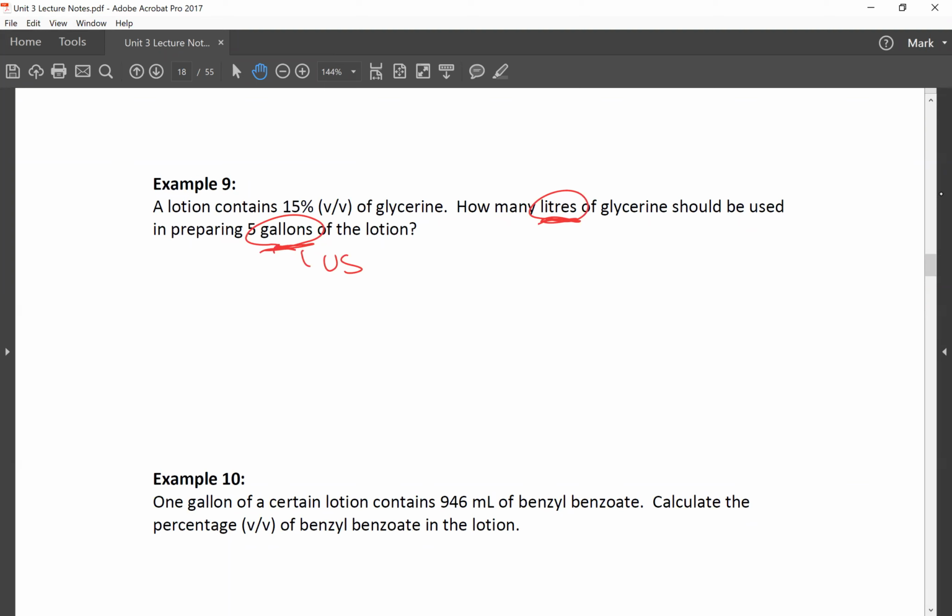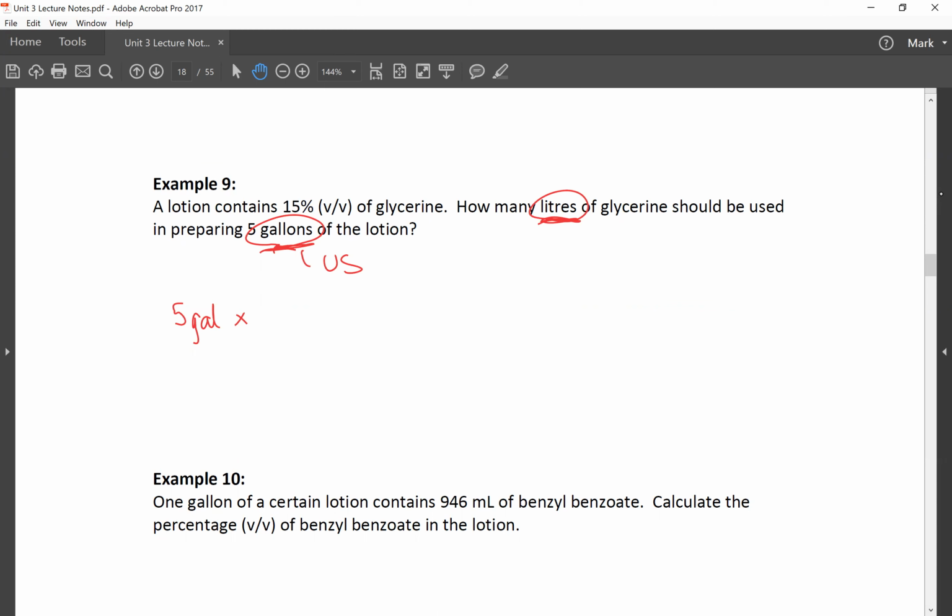So a lotion contains 15% by volume glycerin. How many liters of glycerin should be used to make 5 gallons of the lotion? Okay, so a couple things. 5 gallons, we need to convert that to liters. You could convert the liters to gallons, but that's not really how we work in the rest of the world, right? If you're not in America, you probably use liters. So I'm going to change the gallons to liters.